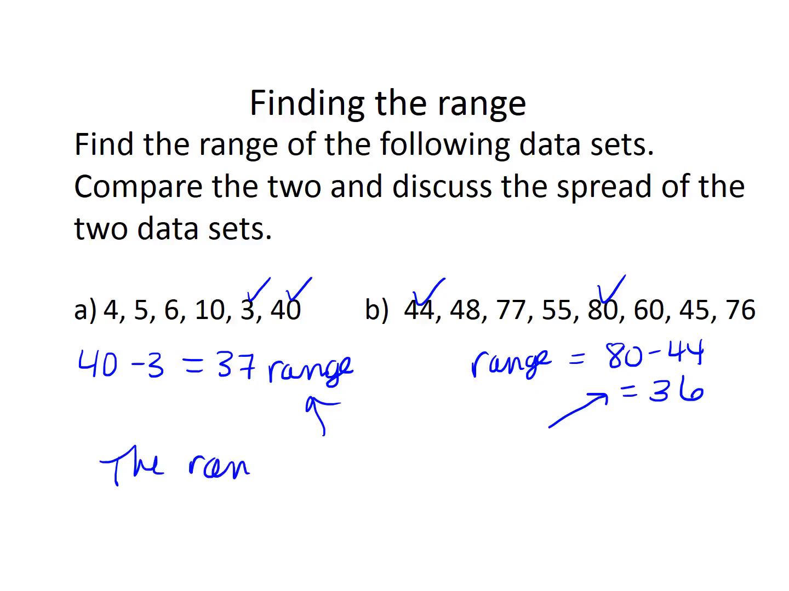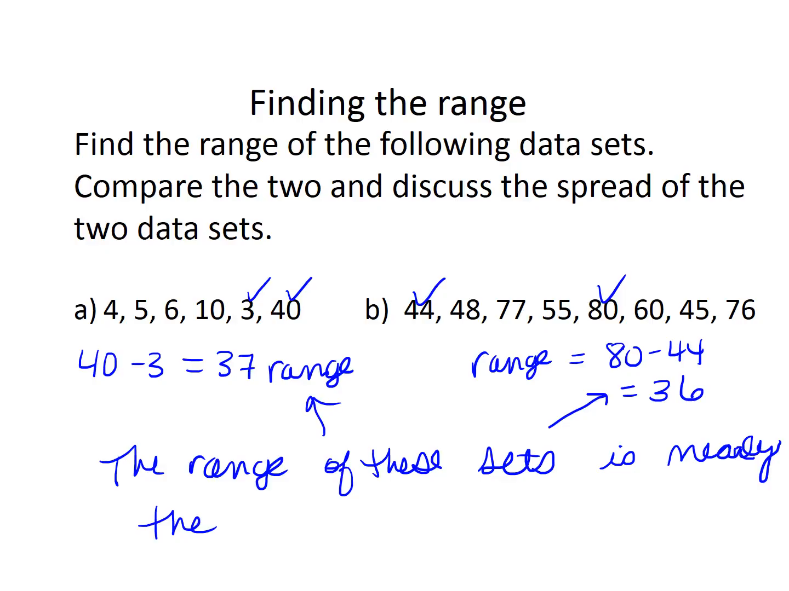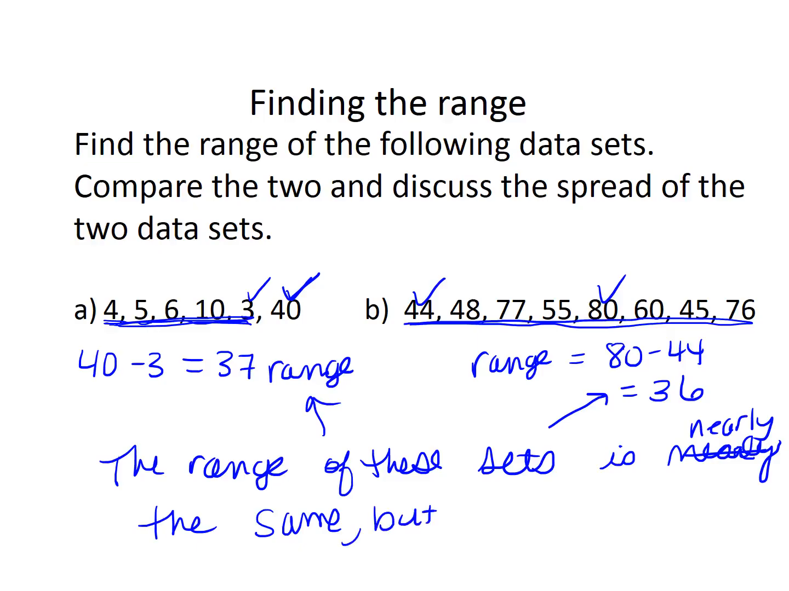The question says discuss the spread. The range of these sets is nearly the same. But if you look at the spread of the data, they're very different. All of these are clustered around single digits, and then you have this 40. Whereas these are much closer together. The spread is very different.